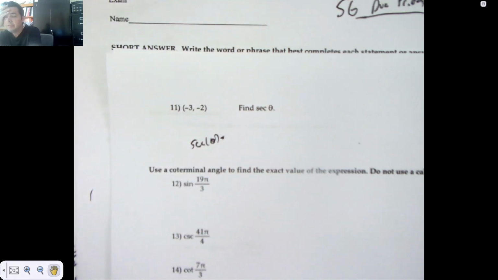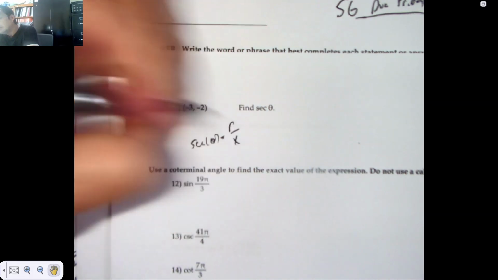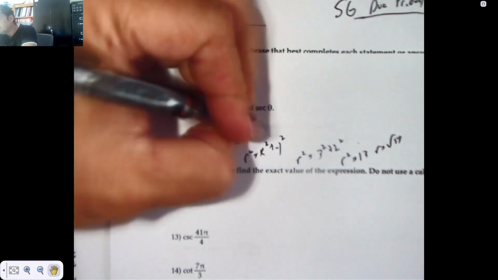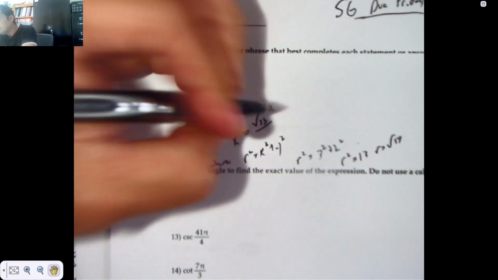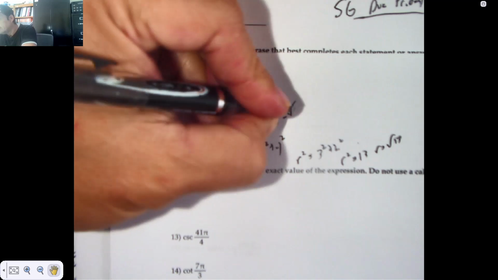Number 11, I'm not going to draw. If you think about your little circle quizzes here, the secant of an angle, well, actually I'll need to do a little work here, but the secant of an angle is defined to be r over x, where r squared is x squared plus y squared. So I'm going to take these numbers and find r. R squared is 3 squared plus 2 squared. That's going to give me 13. R squared is 13, so r is root 13. Give me a minute. So I got root 13 over negative 3, so negative root 13 over 3.